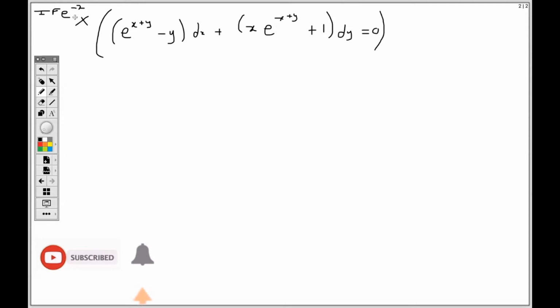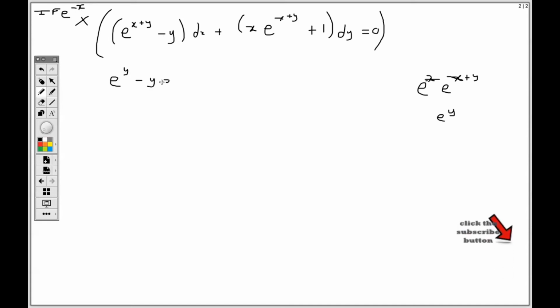Now, what's going to happen? Let me just pull aside when I multiply e to the minus x times e to the x plus y. Explaining this part. Indices laws. Bases are the same, so write the base once. And we add minus x plus x, that's gone. So we are left with just e to the y. So therefore, I will have e to the y in this position, and e to the minus x times minus y is minus y e to the minus x.